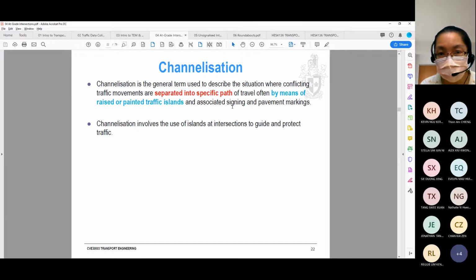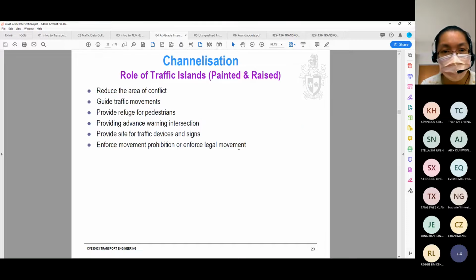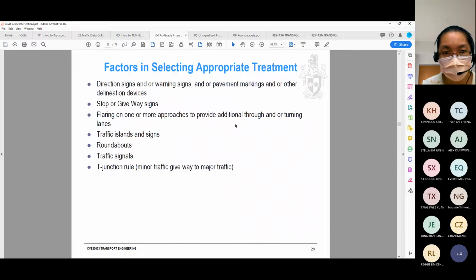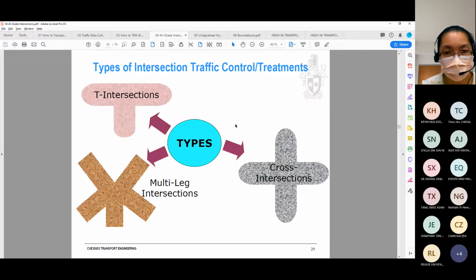Okay, so then we move on to discuss channelization. More of this is the role of traffic islands, whether painted or raised traffic islands. Yep. So all these were incorporated into your assignment. And then we look at the various major types of intersection treatment or intersection control, starting with T intersection, cross intersection, and multi-leg intersection.